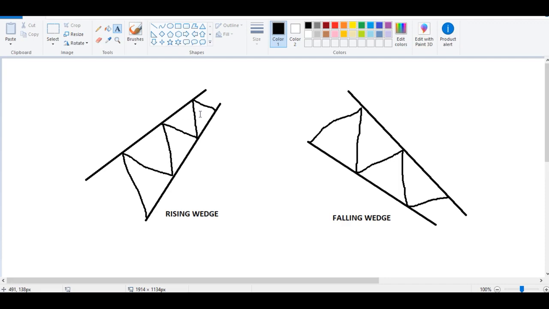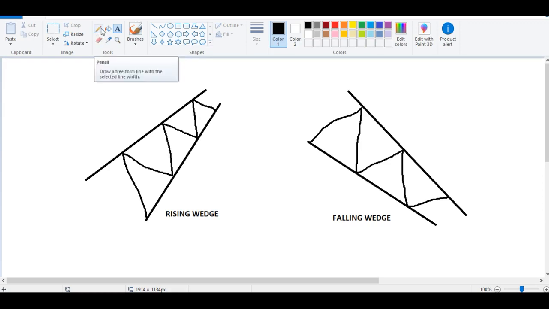This is a very, very strong reversal pattern. So whenever you see this on the charts, be alert that there will be a reversal coming very soon. And when these patterns play out, they play out very, very effectively.